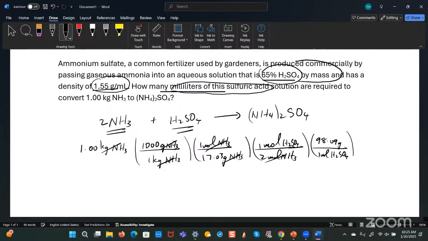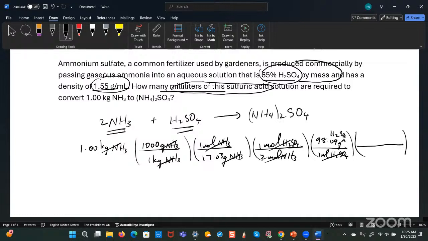98.09 grams of sulfuric acid. All right. So here's where we get from the pure acid itself to the solution. The 65% sulfuric acid by mass tells us that for every 100 grams of solution, there are 65 grams of sulfuric acid.